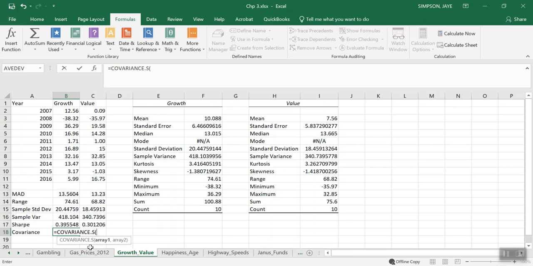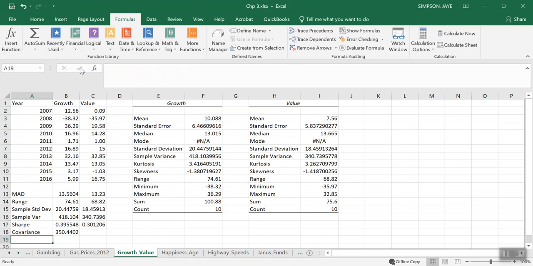So then it asks me, what is my array 1, which is going to be my growth fund, my X value, and then I'm going to put a comma, and my array 2 is my Y variable or my value fund. And then I'm going to close my parentheses and I'm going to press the check mark here. And notice we get 350.44, which is what we got earlier.